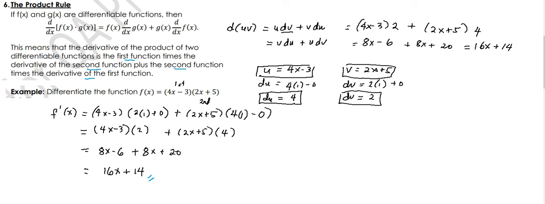Okay? So you can see, the same lang po yung ating magiging sagot. We have 16x plus 14 dito using du dv. At dito naman, 16x plus 14. So, they are the same. Ngayon, sa inyo kung ano yung way na gusto ninyo or feeling ninyo mas madali. Okay?